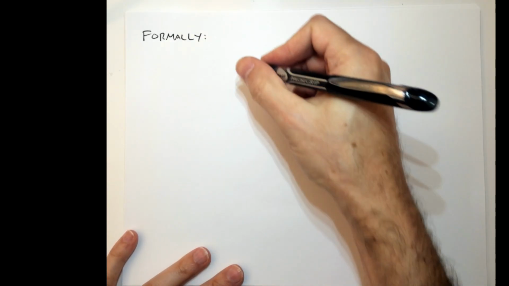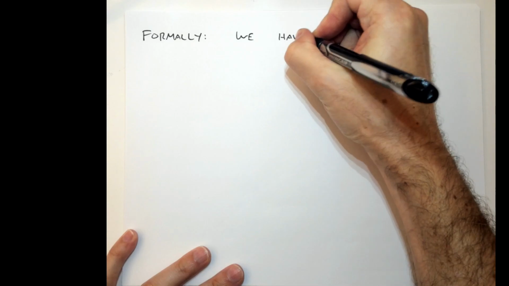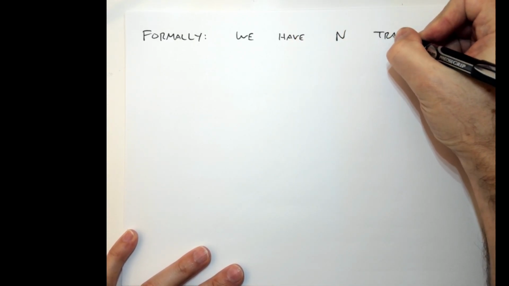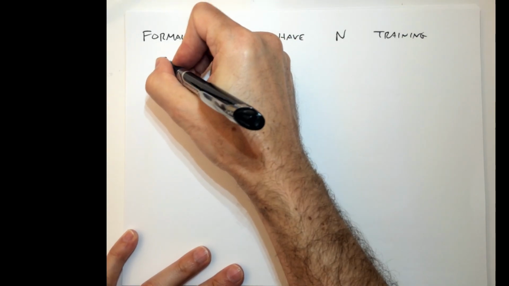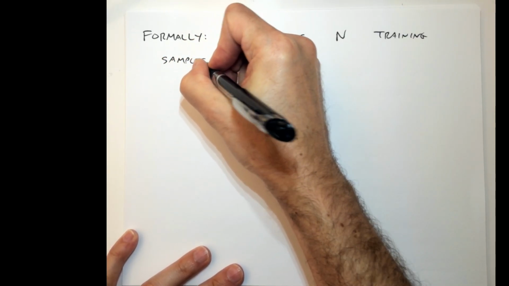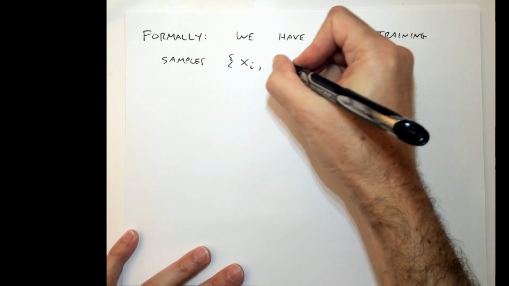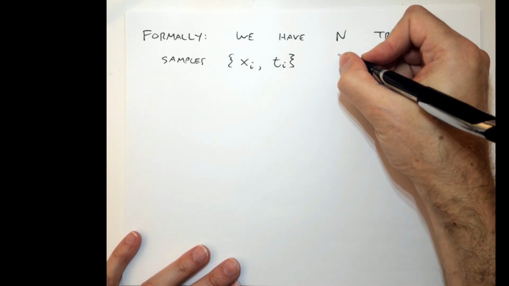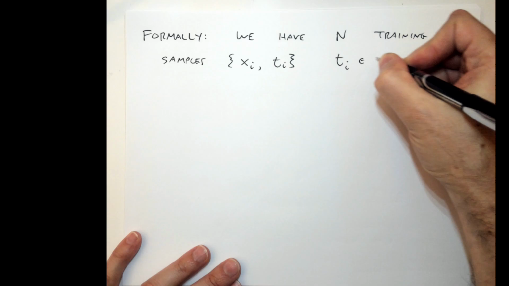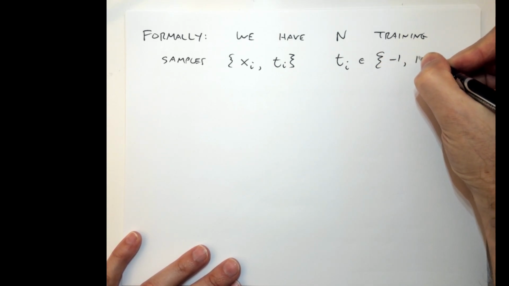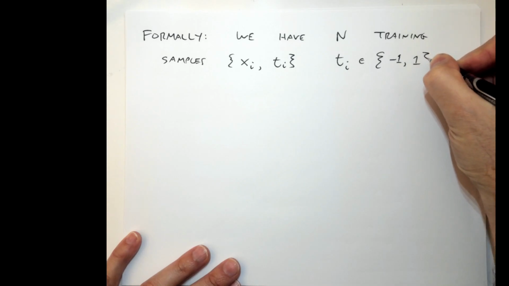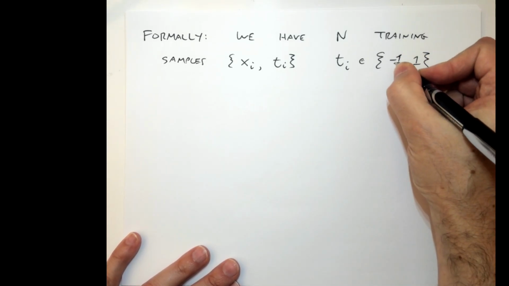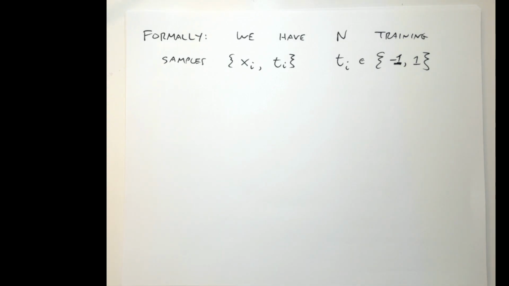We have n training samples. Again, we have our usual setup where I have the input and the target vector. This time I'm going to make a switch from last time. Here I'm explicitly labeling the target values as -1 and 1 instead of 0 and 1. It turns out that will make life easier later.